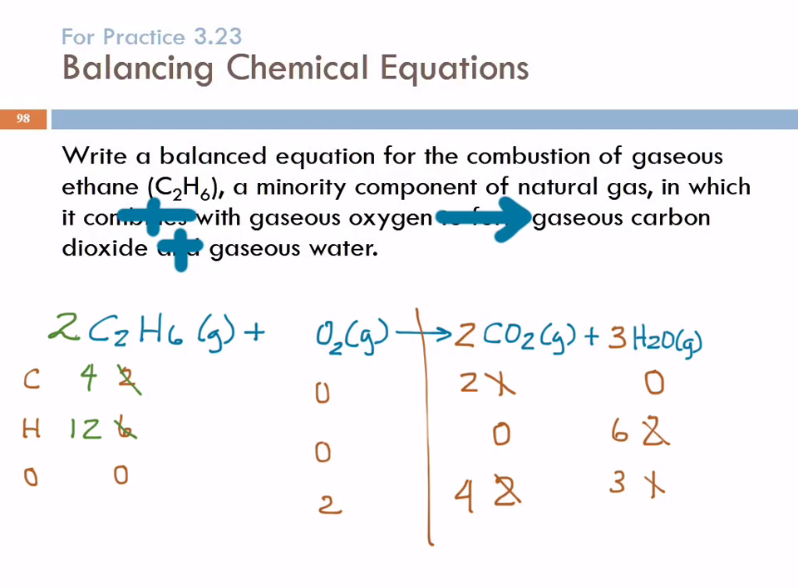And then I'm going to go over here and I'm going to double that. It was 2. I'm going to make it a 4. That makes this 4, and that makes this 8. And then my 3 water molecules are going to be 6. So now I have 12 hydrogens and 6 oxygens. Everybody okay with that?